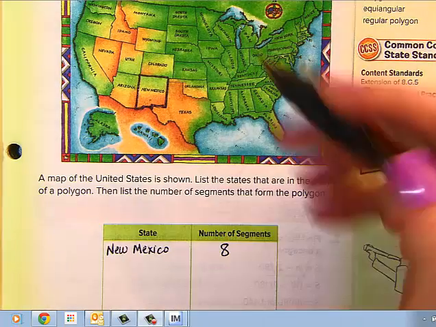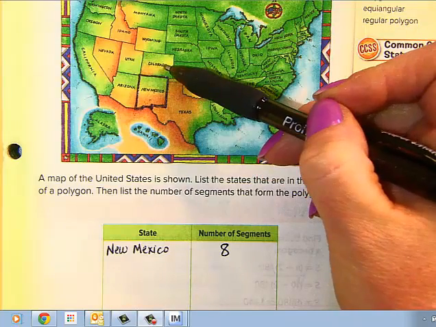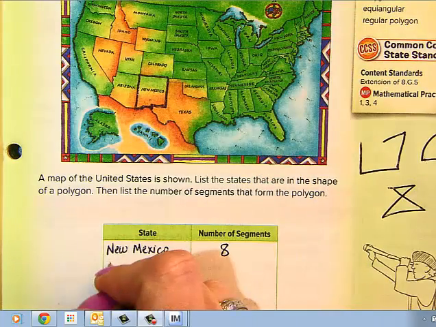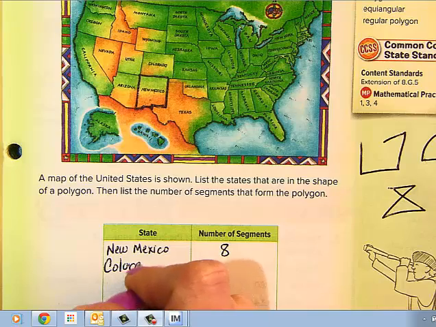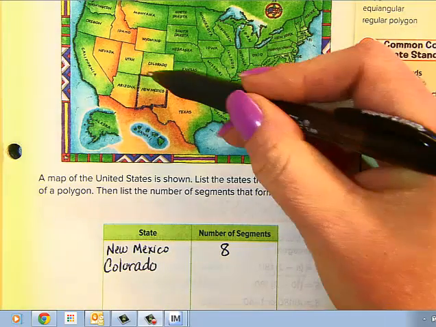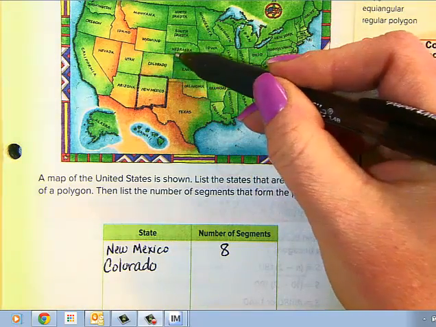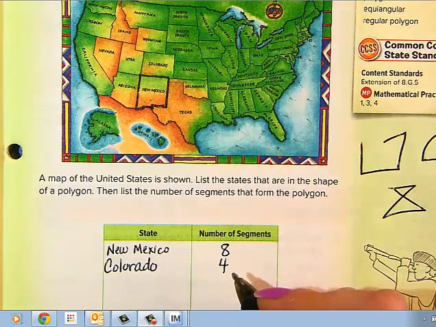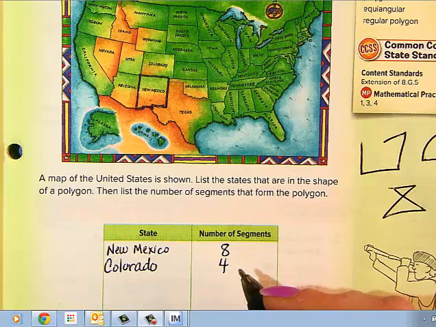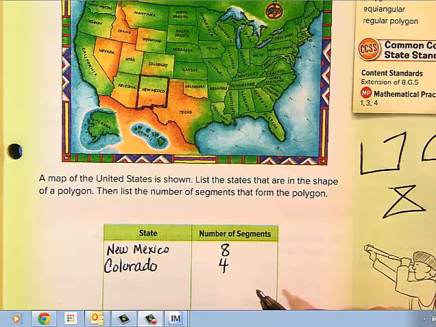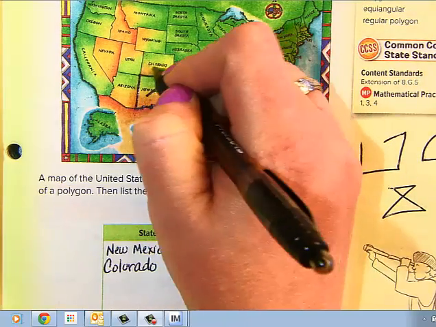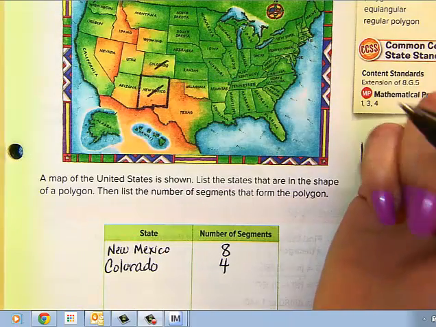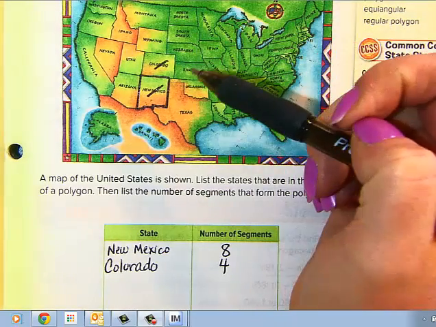Well, let's find another one. If I go directly above New Mexico to Colorado, that all has straight sides. And Colorado has 1, 2, 3, 4 line segments. I've done New Mexico and I've done Colorado. So now let's look at another one. Are there any more that have straight sides?